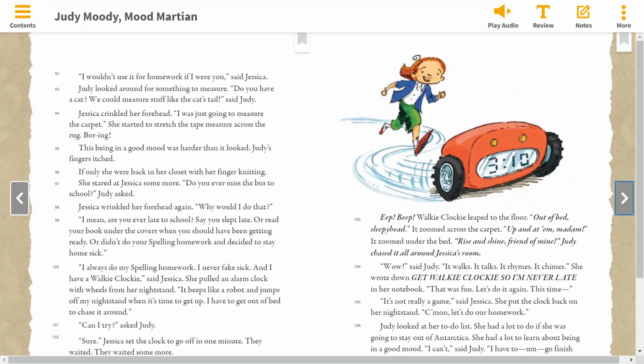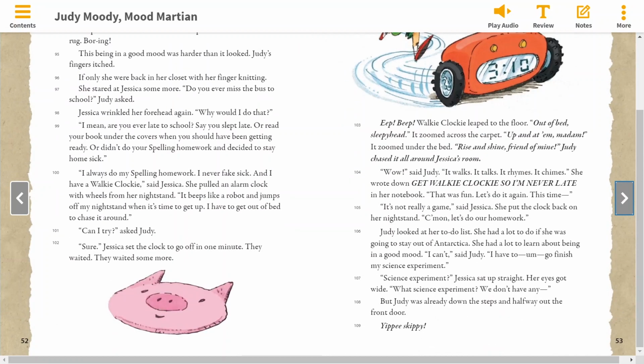"Out of bed, sleepyhead." It zoomed across the carpet. "Up and at 'em, madam." It zoomed under the bed. "Rise and shine, friend of mine." Judy chased it all around Jessica's room. "Wow," said Judy. "It walks, it talks, it rhymes, it chimes." She wrote down, "Get walkie-clocky so I'm never late," in her notebook. "That was fun. Let's do it again." "It's not really a game," said Jessica. She put the clock back on her nightstand.